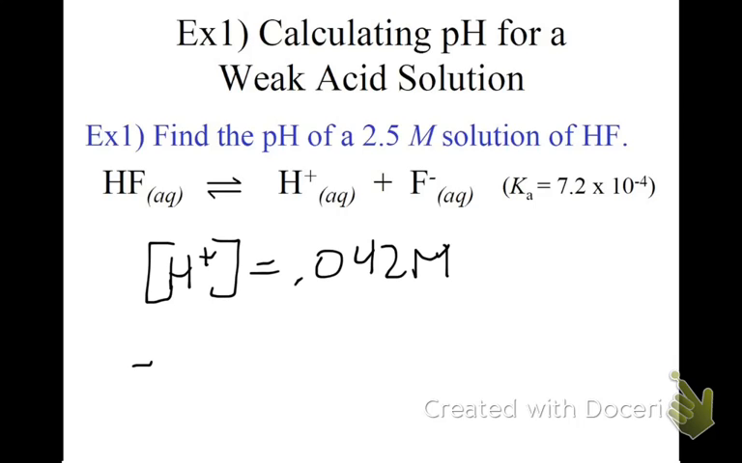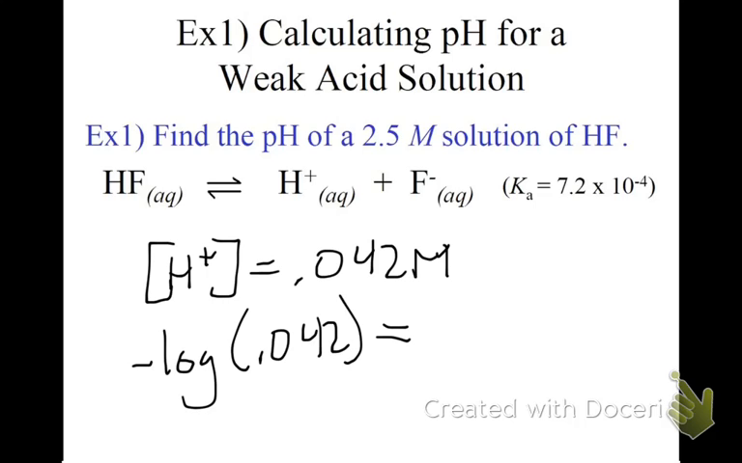And if we take the negative log of the concentration of H plus, 0.042, we can get our pH, and the pH then would be 1.38.